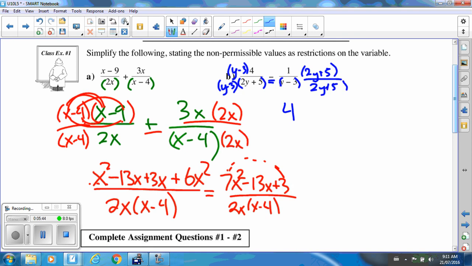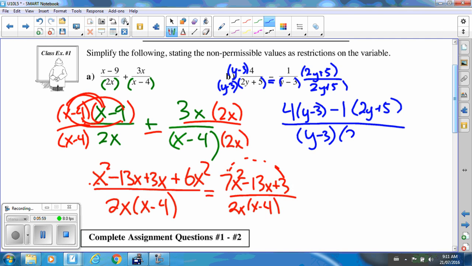Okay, so now this is going to be 4 times y minus 3 minus 1 times 2y plus 5, all divided by y minus 3 times 2y plus 5. Now again, it doesn't actually matter what order I write those denominators in. I could do this one first, and then this one, or this one first, then this one. Multiplication is what we call associative and commutative, and those two properties mean that the order of multiplication doesn't matter. 3 times 4 is exactly the same as 4 times 3.